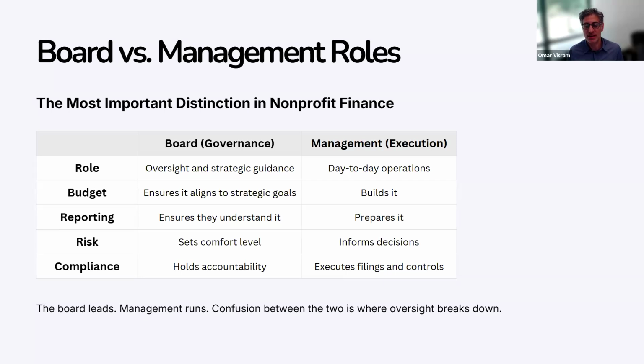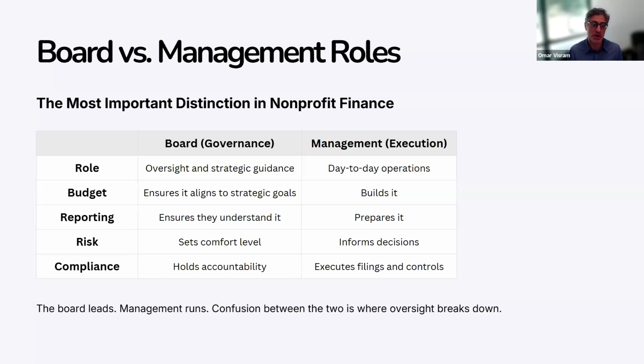Really, we see this confused quite frequently, what the board's capacity in governance means and what management's role actually is. There's often a blurring of lines here. But the board's role in finance is oversight and strategic guidance. Management's role is day-to-day operations. Bookkeeping should be done by the management team.